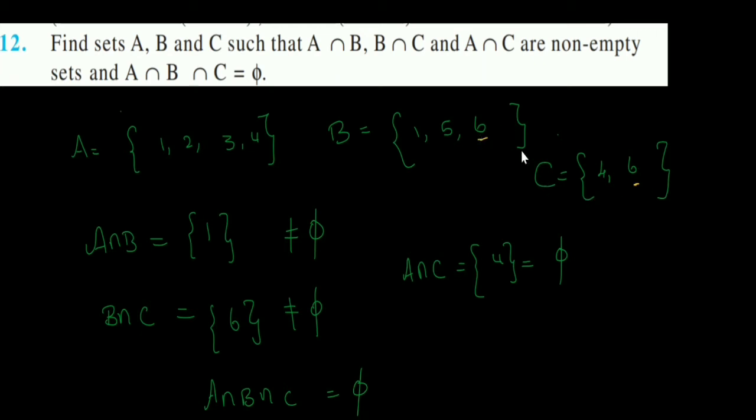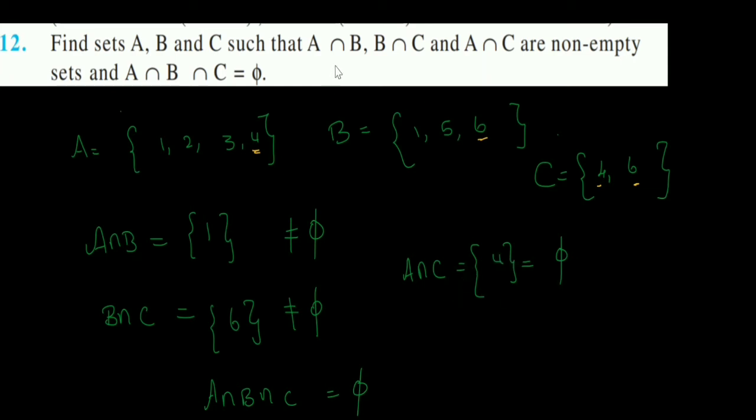6 is common. So A intersection B is 1. It's not an empty set. B intersection C is 6. Is again not an empty set. A and C, if you take, what is common in A and C? 4 is common, isn't it? 4 is common in A and C. So that is also not an empty set.